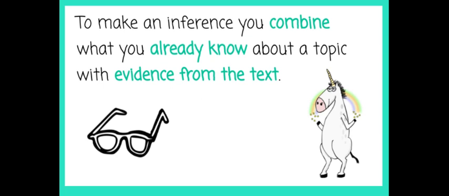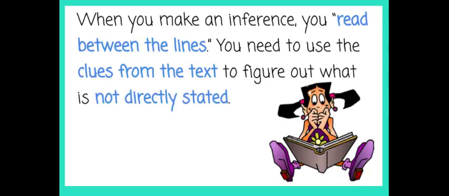So to make an inference, you're going to combine what you already know about a topic with evidence from the text. So this is where it comes in handy to have background knowledge and use our own experiences, because we're going to get evidence from the text, but then we have to piece it together with things that we have learned in the past, possibly before we even started reading the story.